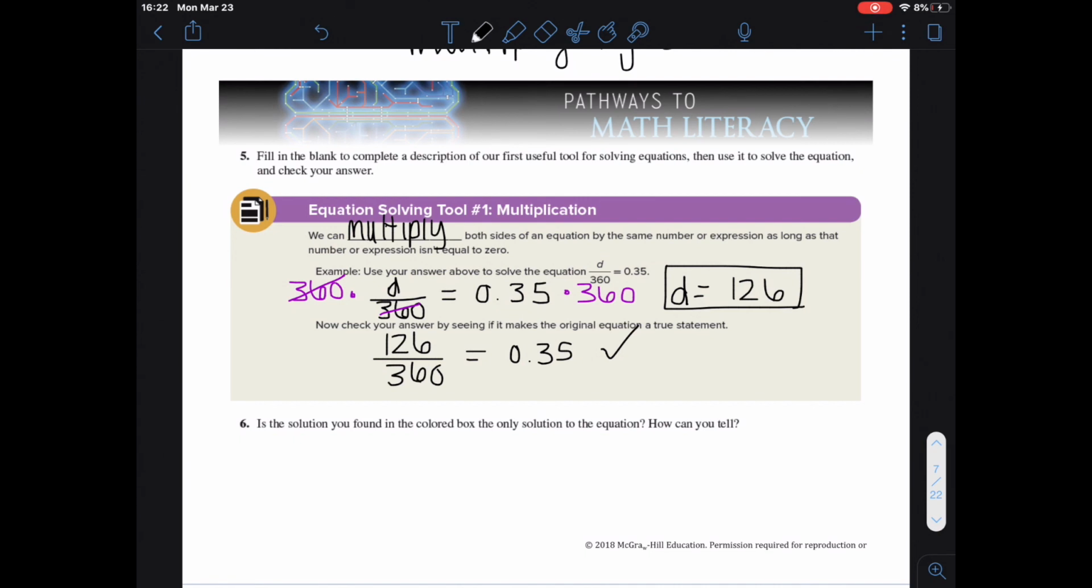Okay, so we want to make sure there are no other solutions, because potentially there could be. But what we did by multiplying by 360 doesn't change the solutions. And it needed to tell us that d was exactly this number, so it has to be the only possible one. So why is this the only solution? Well, multiplying both sides by 360 will not change the solutions.